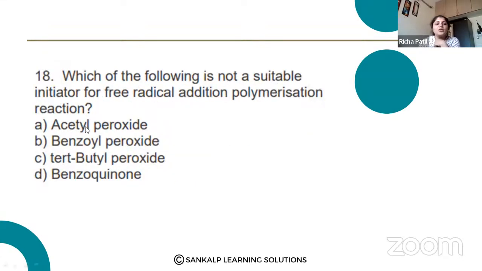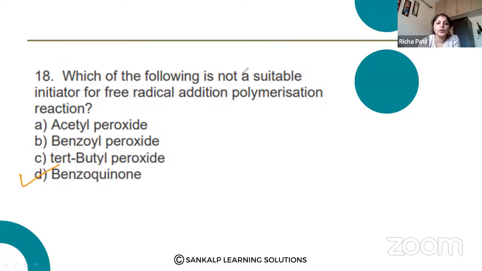Which of the following is not a suitable initiator for free radical polymerization, an addition polymerization reaction? Yes. Rakshita, Geeta, Malik, Shilpa, Lohit, Kumar. Yes. Good. Many are answering right. Very good. The answer is D.